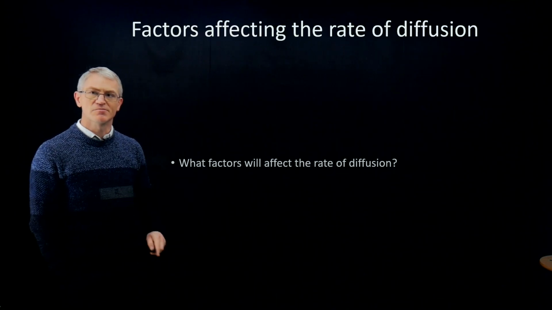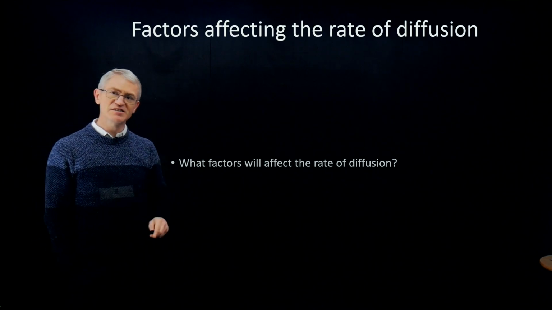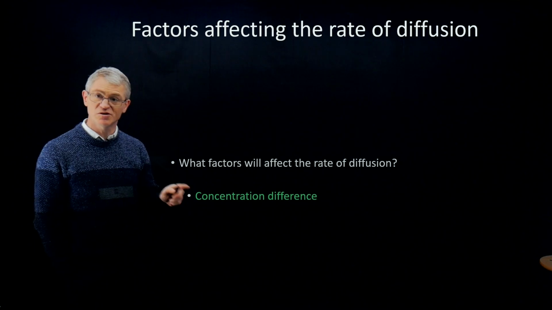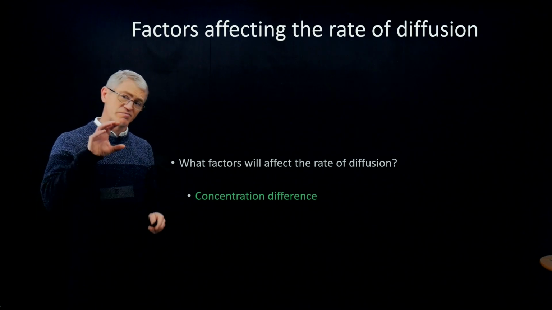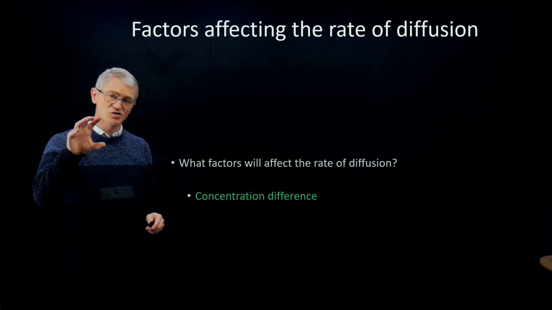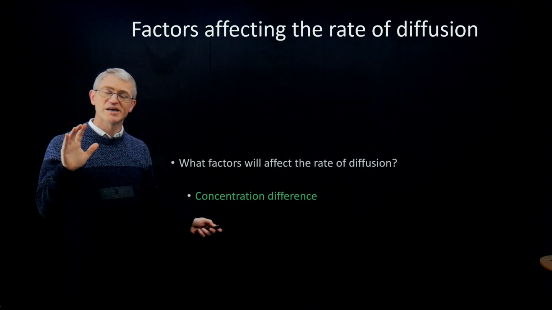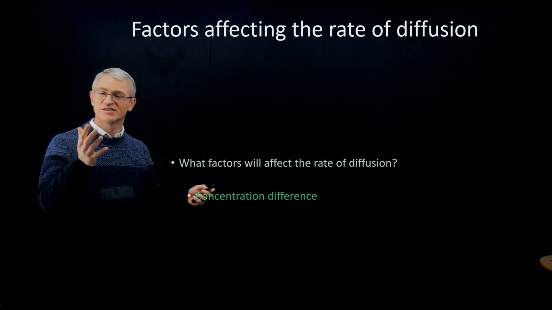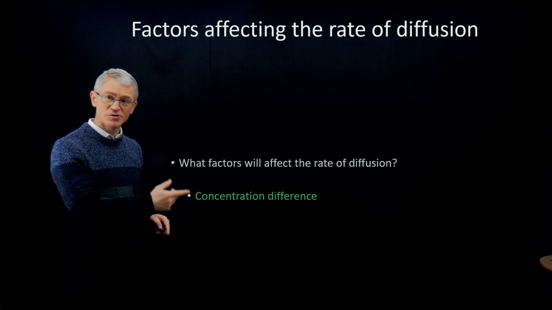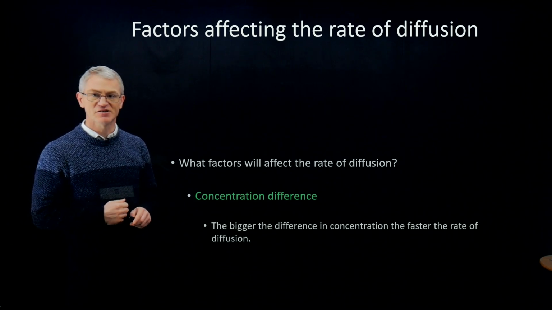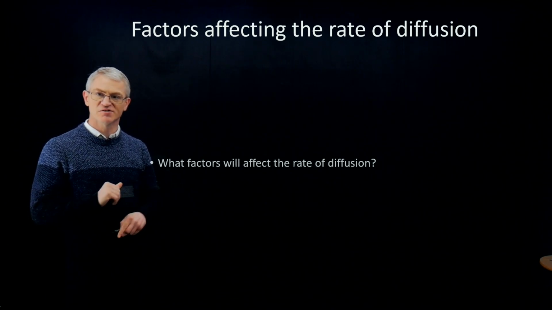Okay? Now, the factors affecting the rate of diffusion. What factors will affect the rate of diffusion? First of all, concentration difference. The bigger the difference between what you are diffusing and what you're diffusing into will make that rate of diffusion higher. And if we put it in green, remember, it's an important thing to put in a question and as an answer: the bigger the difference, the faster the rate of diffusion.